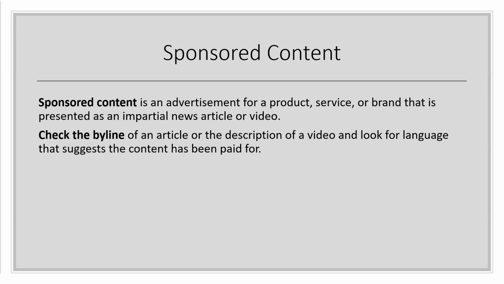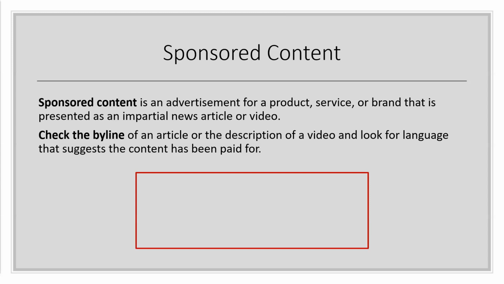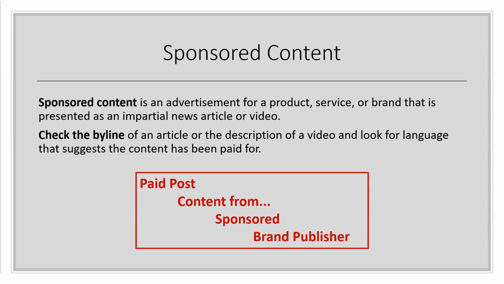So what you can do to make sure you're keying in on those main areas is check the byline of an article or a post, or the description of a video, and look for any language that suggests the content has been paid for. Sites based in the United States, at least, are required to add a notice if the content has been paid for by an outside company. However, it may be worded in a strange way. For example, paid post, content from, sponsored, brand publisher.